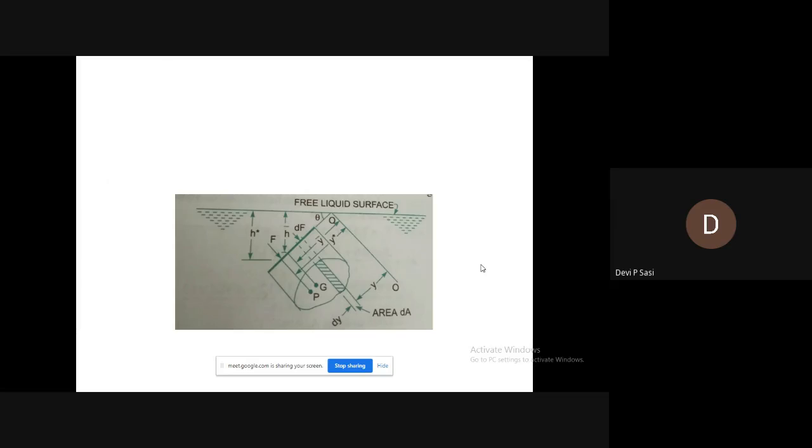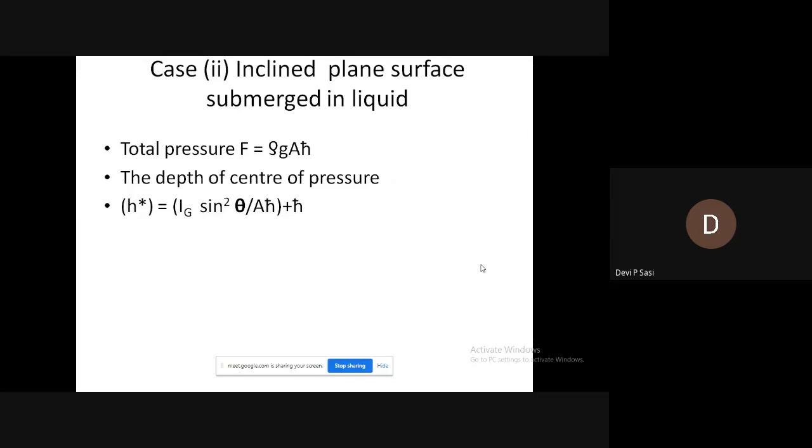That is case 2, inclined plane surface submerged in liquid. Again, the total pressure force F is given by rho g A h bar, the same equation. For a vertical plane surface submerged in liquid, the total pressure F was given by rho g A h bar. Similarly, for an inclined plane surface also, the total pressure F is given by rho g A h bar.